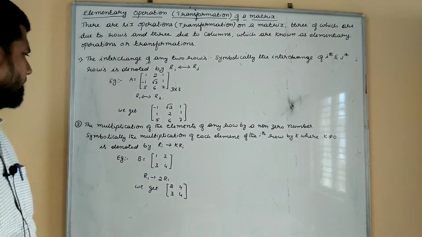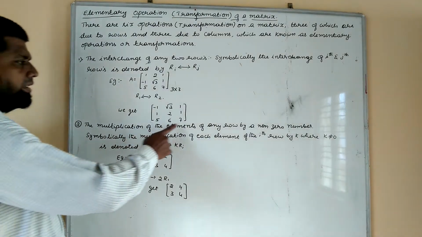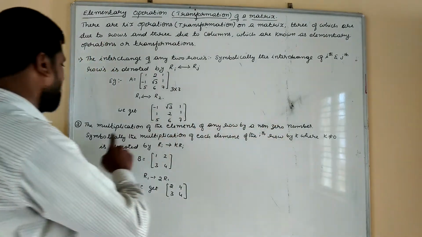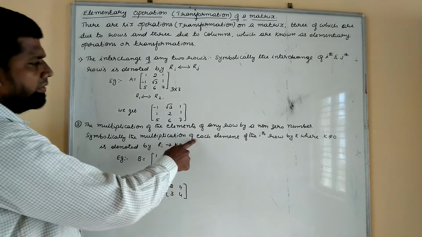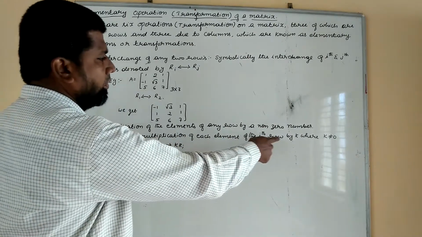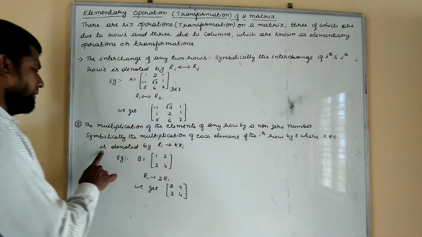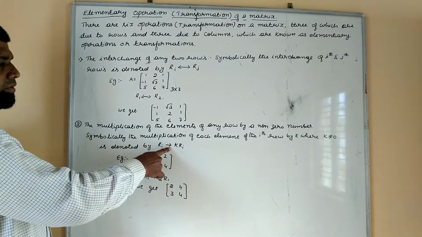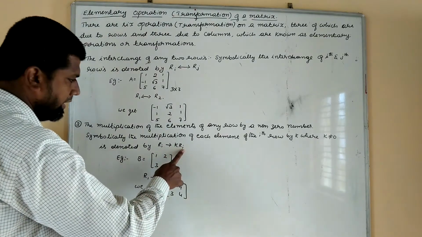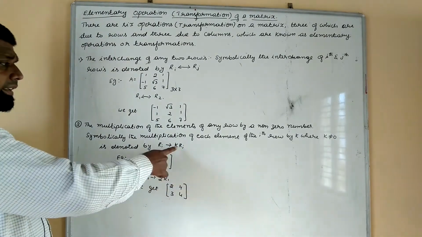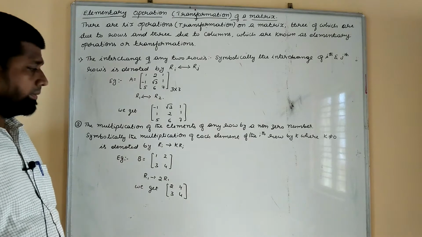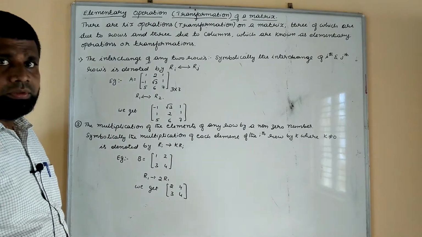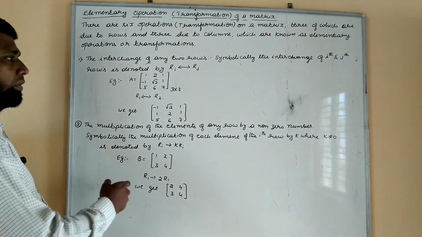The second one is the multiplication of the elements of any row by a non-zero number. Symbolically, the multiplication of each element of the ith row by k, where k is not equal to 0, is denoted by Ri changes to k into Ri. Here k is nothing but the scalar multiple. So we have to multiply a number to a row, or a column.